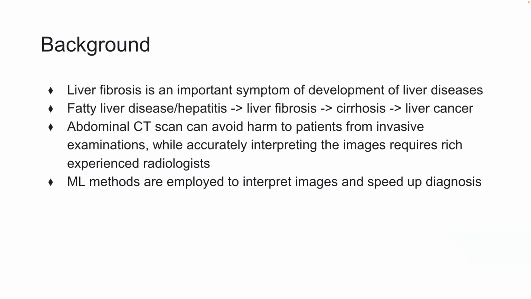So liver fibrosis is an important symptom of development of liver diseases. So we can have some very common diseases like fatty liver disease or hepatitis, and liver fibrosis is a symptom of those diseases. And the most severe level of liver fibrosis is cirrhosis. So that can lead to like liver cancer, which is very severe and the second most death cause across the world.